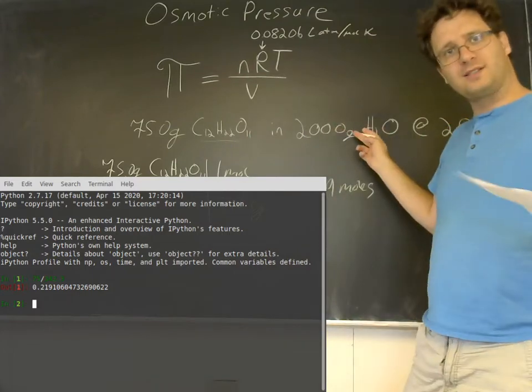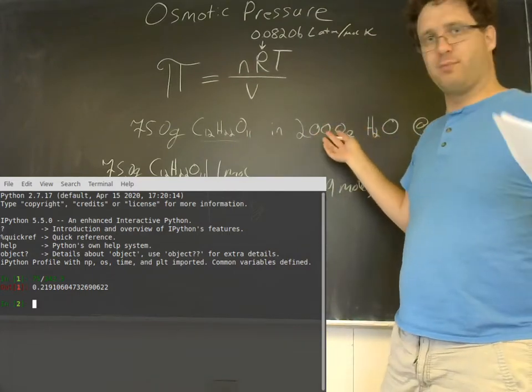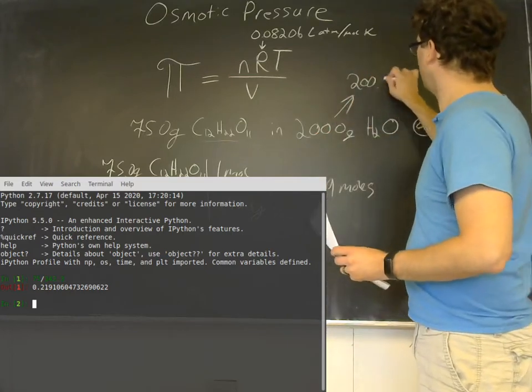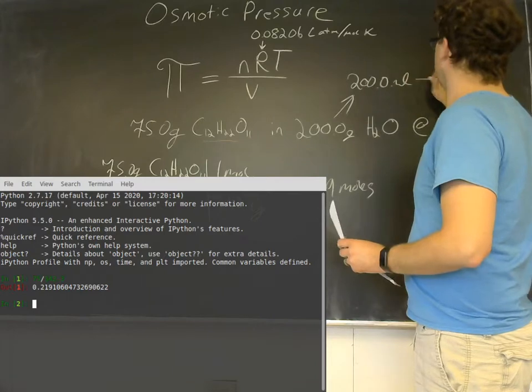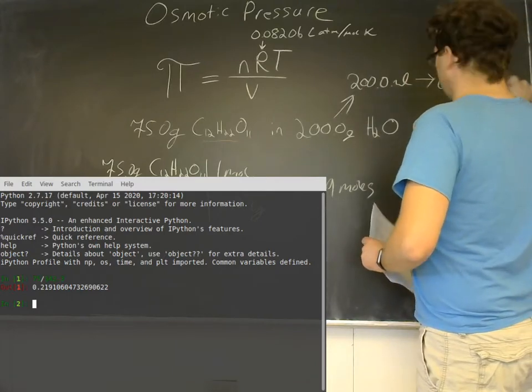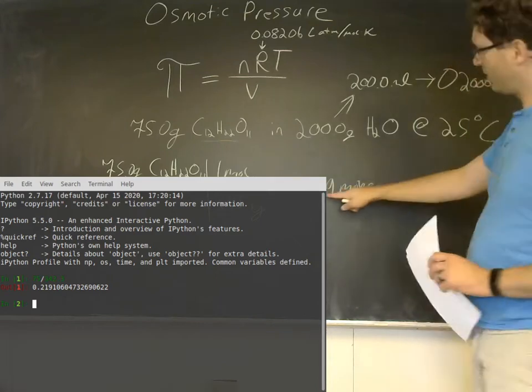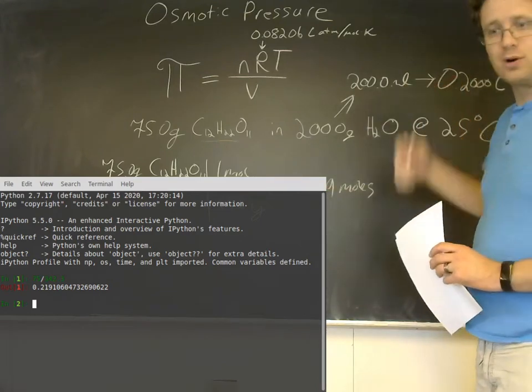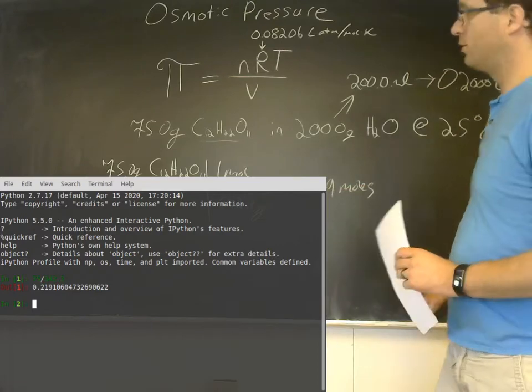Water has a density of about 1 gram per milliliter. So this is 200.0 milliliters, or in other words, 0.2000 liters. So you'll notice we've got a little bit more than a 1 molar concentration solution here.